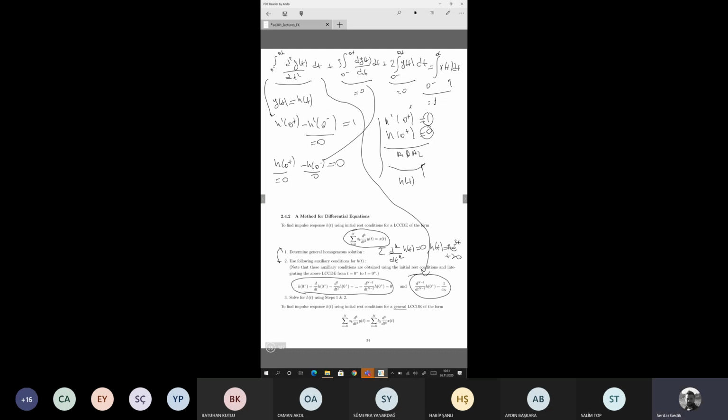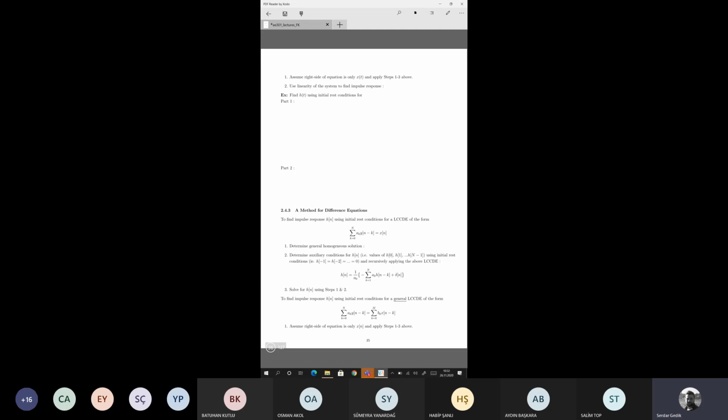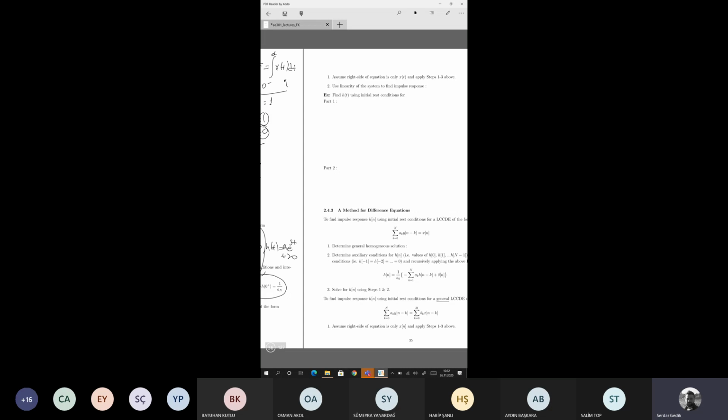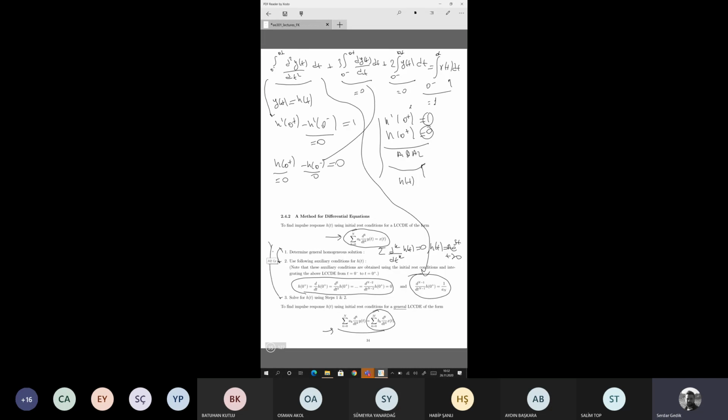Well, in general, instead of x of t, if you have this equation on the right-hand side, again note that it is x of t and its derivatives multiplied and summed. When I solve the first one, the second one is easier to solve. So what you will do is first assume that the right side is simply x of t and find h of t as in this one. So assume that the right-hand side is x of t and you apply those steps.